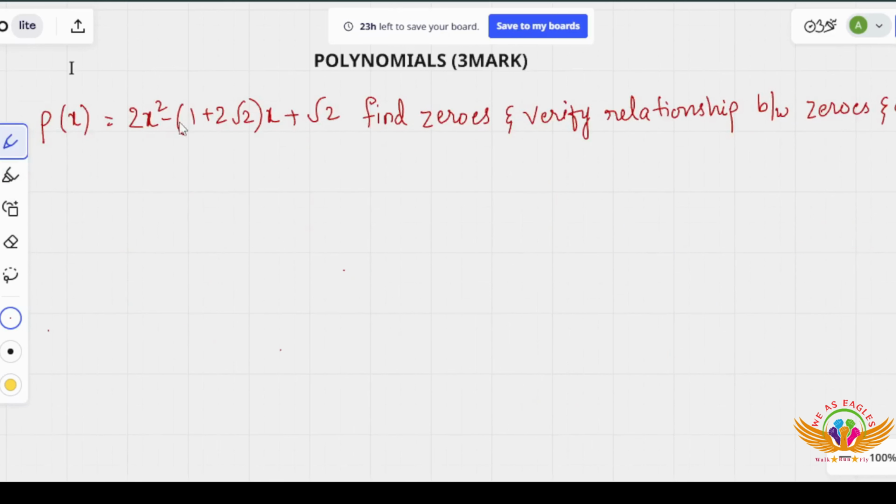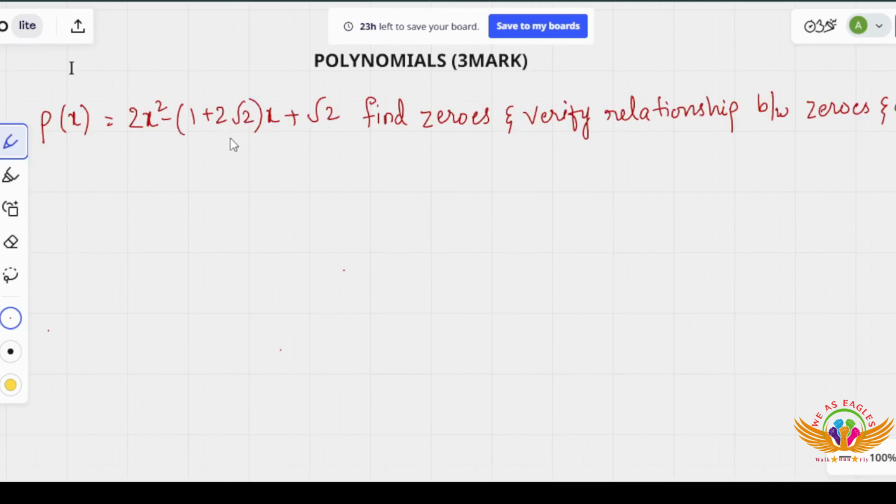Yes, and here we got another question. It's a different kind of polynomial: 2x² − (1 + 2√2)x + √2. Just by seeing the question itself, a student will really get confused and scared. So what is it all about? Don't get confused. Especially when they give a polynomial with roots like this, it will be a direct question, no need to do the factors.